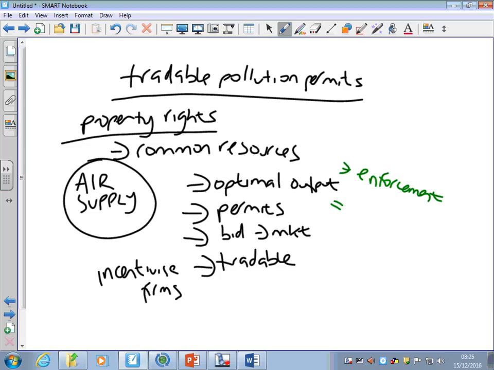You've also got to ask the question, well, what is the optimal output? What is the right amount of pollution? So again, governments will have information failures. They don't fully understand the environmental impacts of pollution. So again, you know, how can you work out what an optimal output is?